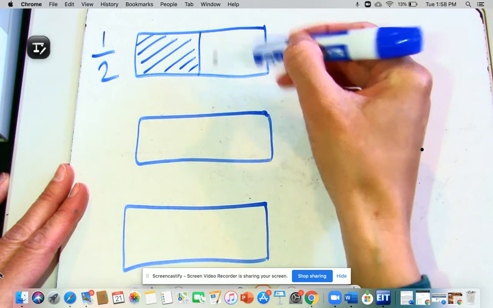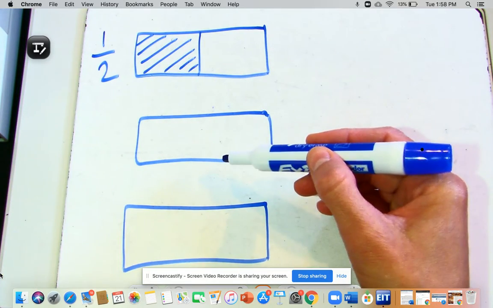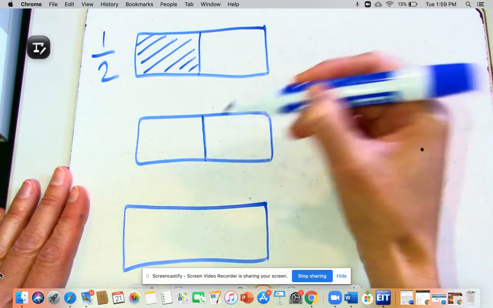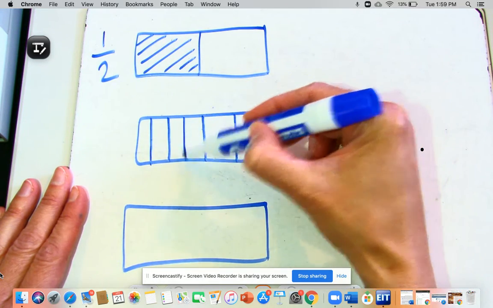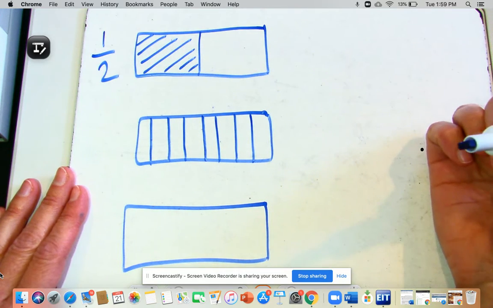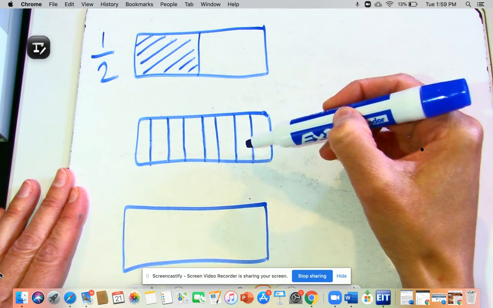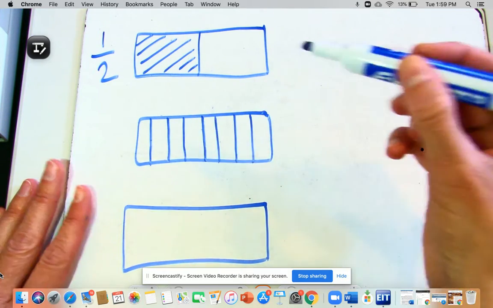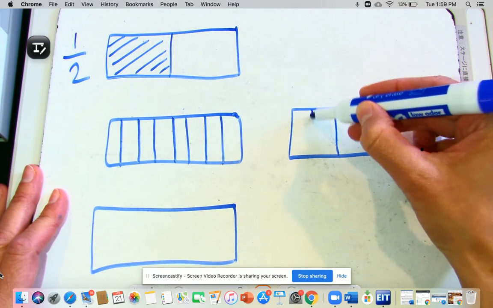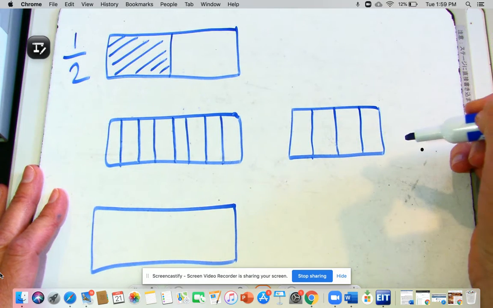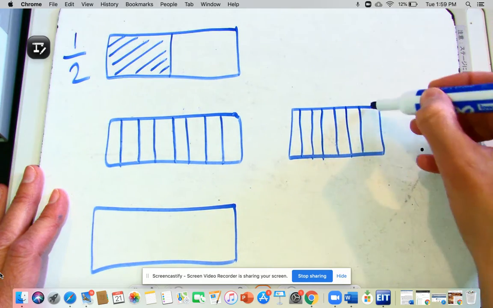So 1/2, I split it into 2 parts and I color in one of the parts. This is 1/2. The next one is 1/8. Now this one, what I like to do is keep dividing. I first split it into half, and then I split it into fourths, and then I split it into eighths. If you want to see that one more time, I'll show you. I split it in half. Then I draw a line in between each chunk, and now it's split into fourths. And now if I draw a line in each chunk, I can split it into eighths, like that.